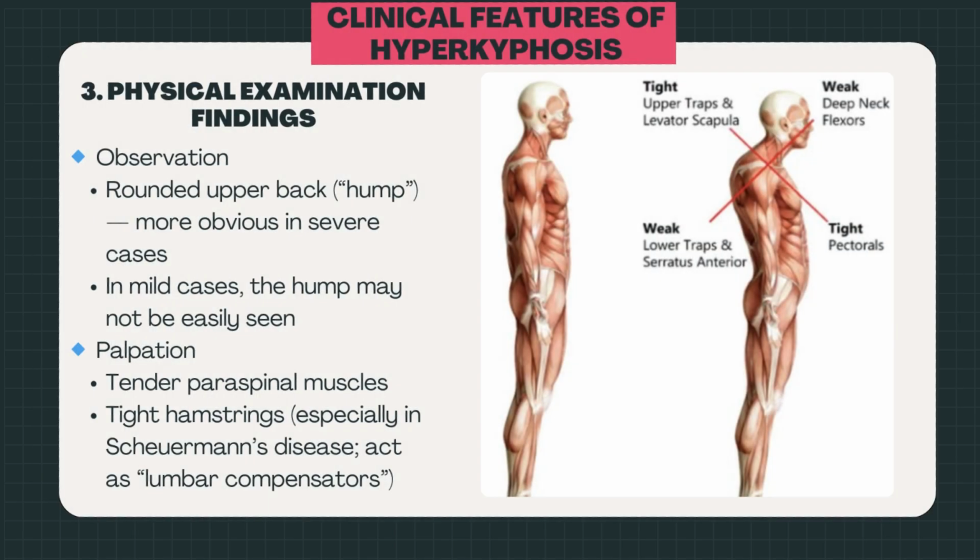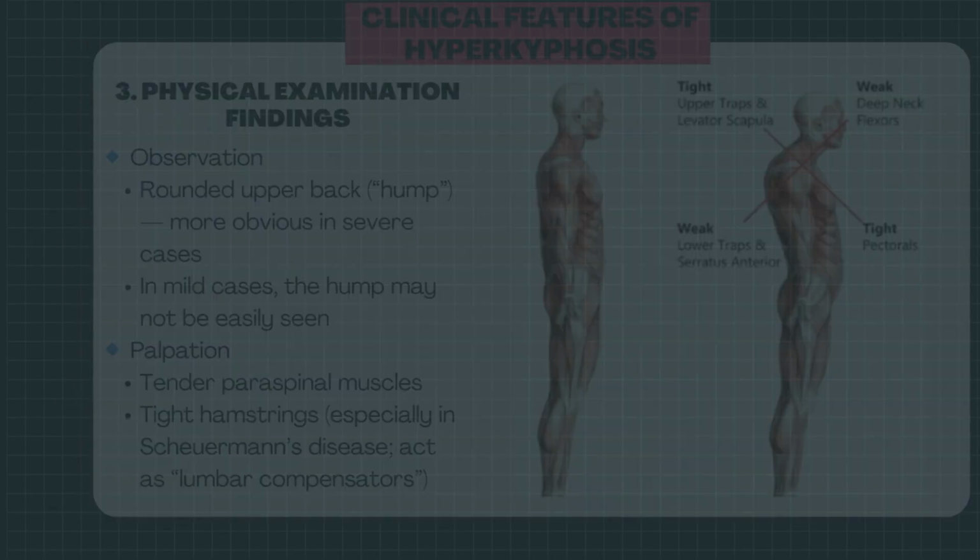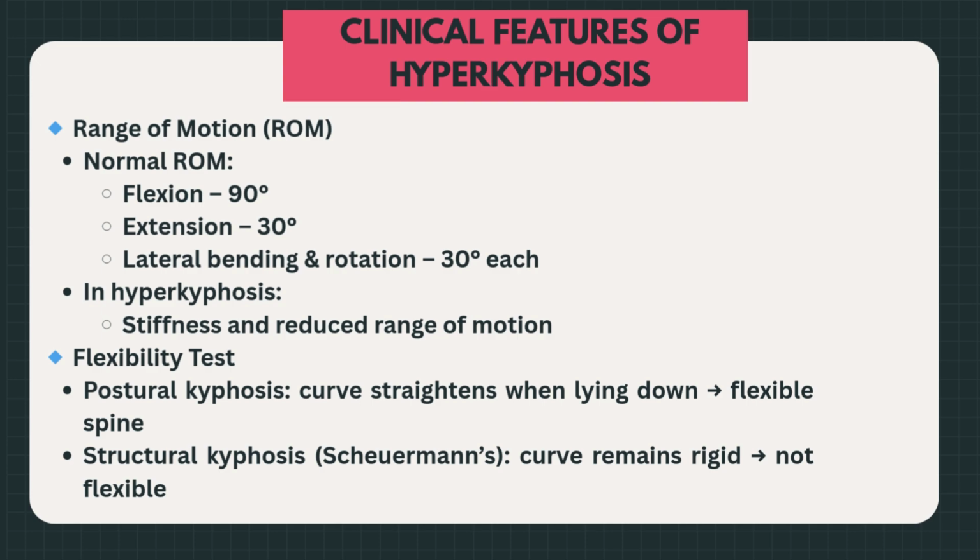3. Physical examination findings. Observation: rounded upper back, hump, more obvious in severe cases. In mild cases, the hump may not be easily seen. Palpation: tender paraspinal muscles, tight hamstrings, especially in Scheuermann's disease, acting as lumbar compensators. Range of motion, ROM: normal ROM, flexion 90 degrees. Extension 30 degrees, lateral bending and rotation 30 degrees each. In hyperkyphosis, stiffness and reduced range of motion.